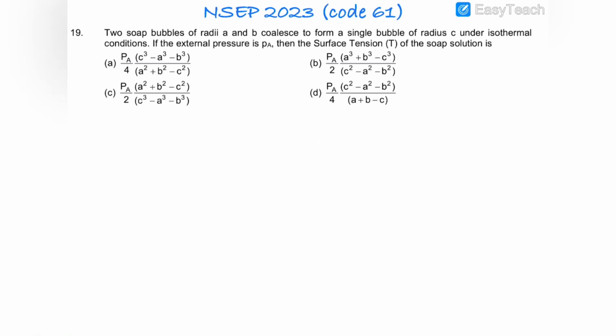In this question you can see that there are two soap bubbles of radii A and B which coalesce to form a single bubble of radius C under isothermal conditions. Now if the external pressure is PA and surface tension is T, then we have to find out the value of surface tension. So under isothermal conditions we can write down PA VA plus PB VB is equal to PC VC, and PA will be equal to P capital A plus.